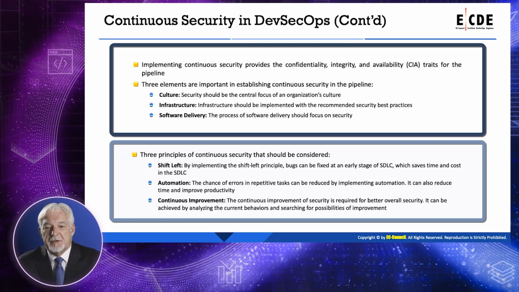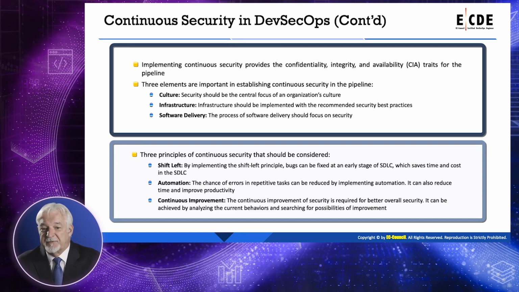There are three principles of continuous security that should be considered. The shift left idea. Basically, that's kind of a buzzword for moving yourself earlier into a process. By implementing the shift left principle, bugs can be fixed at an early stage of SDLC, which saves time and cost in the SDLC program.